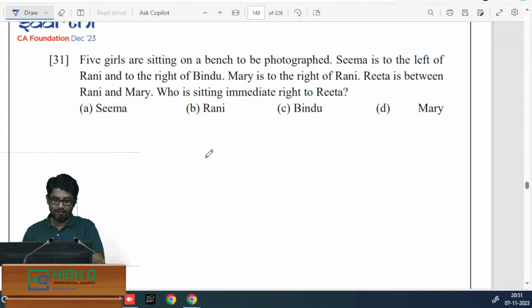Now, 5 girls are sitting on a bench to be photographed. Seema is to the left of Rani and to the right of Bindu. Mary is to the right of Rani. Rita is between Rani and Mary. Who is sitting immediate right to Rita? Please, can you do this, my dear?